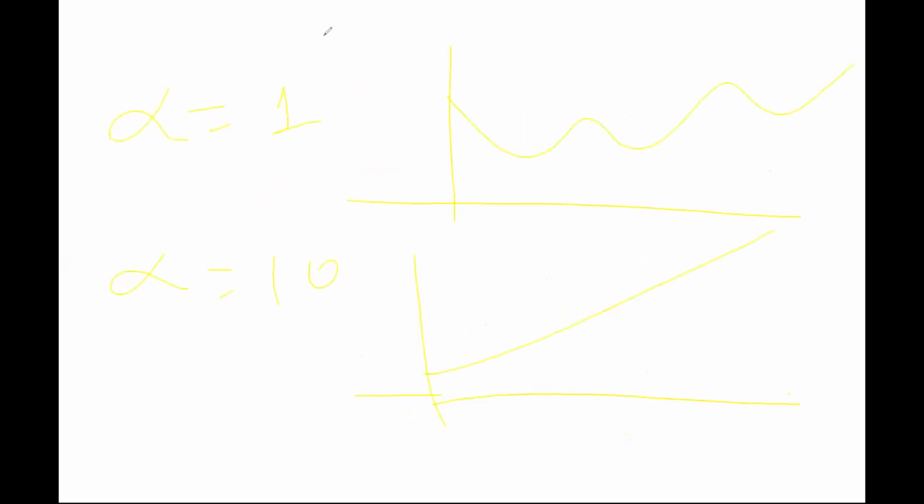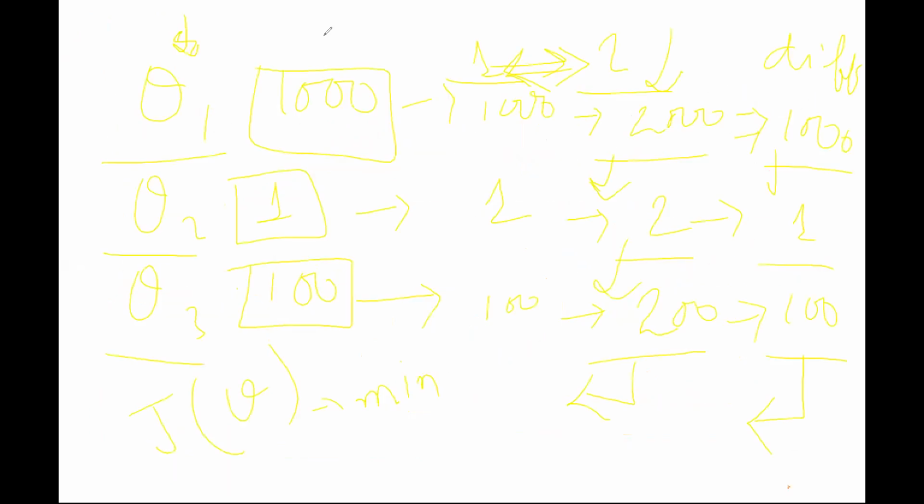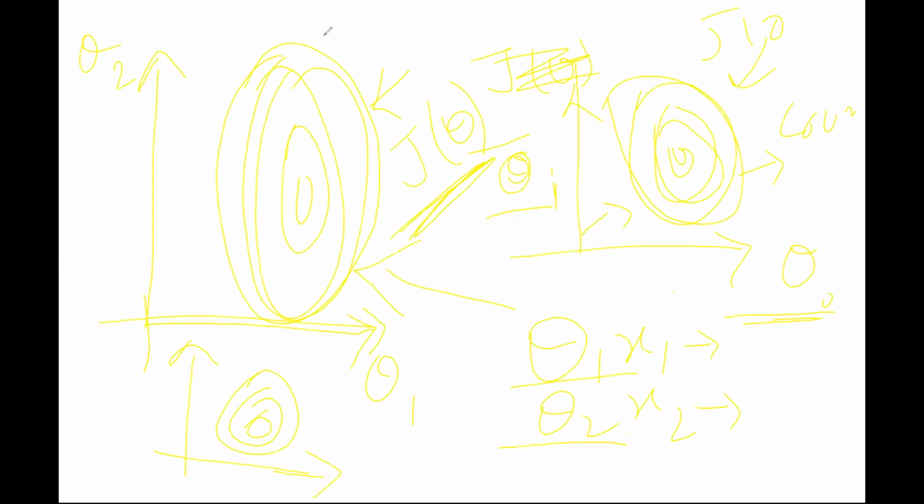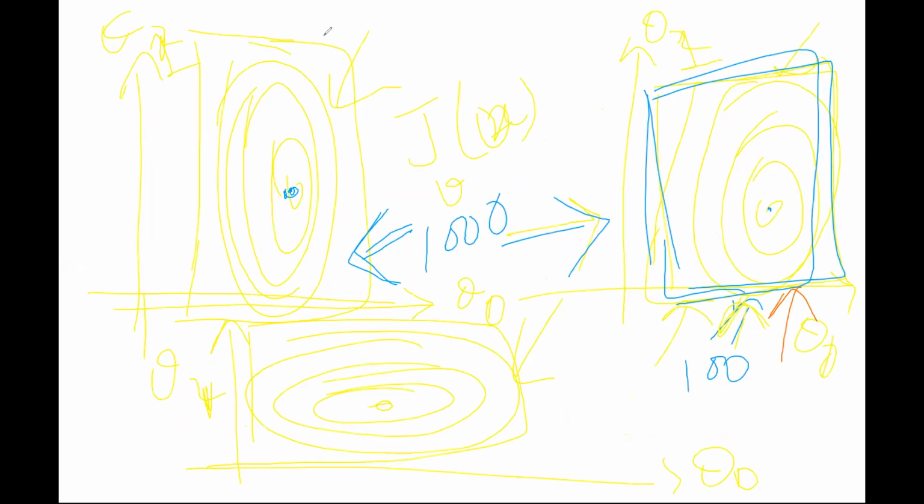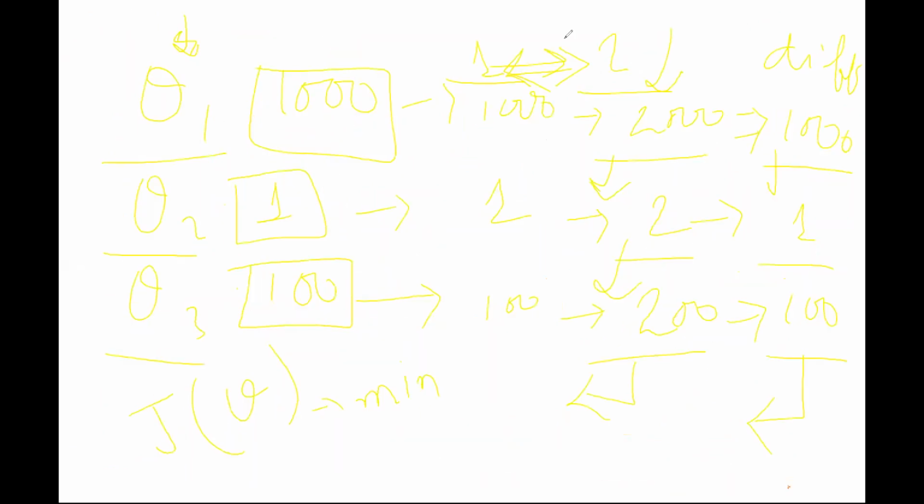So now we understood how to scale the features. Today we saw the importance of multiple variables, how gradient descent works for multiple variables, then how to do feature scaling, and which alpha to choose. Is everything clear? Okay, so let's go to the next step.